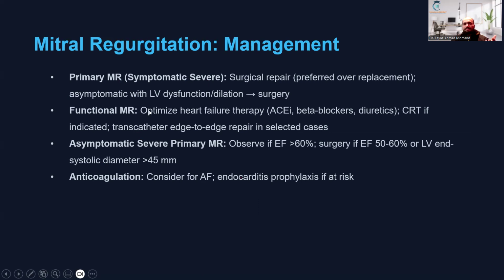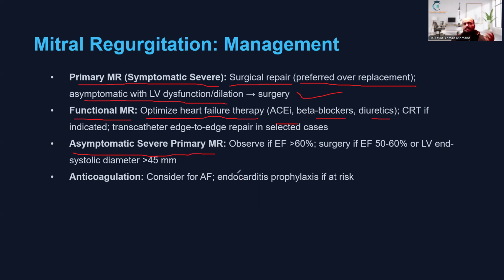Now, how do we treat patients with mitral regurgitation? If it is primary and symptomatic severe, we do surgical repair. This is preferred, or replacement of the valve. Asymptomatic with left ventricular dysfunction or dilatation, we still do surgery. Functional MR is usually due to heart failure or left ventricular hypertrophy. You optimize heart failure therapy with ACE inhibitors, beta blockers, diuretics. You can do transcatheter edge-to-edge repair in some selected cases.